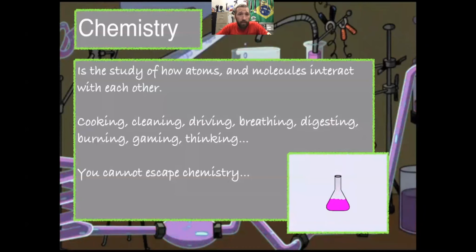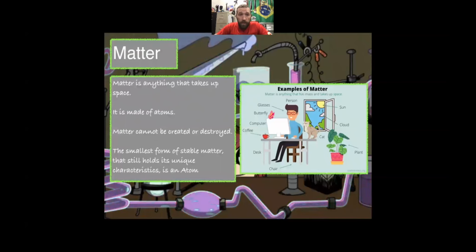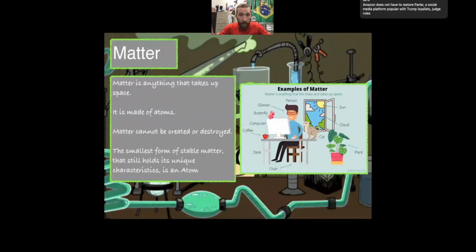So you can't get away from chemistry. It is really the reason why we're around. Obviously, the study of chemistry is the study of matter. And matter is basically anything that takes up space. Right now, there's matter floating around and colliding with my noggin all the time.